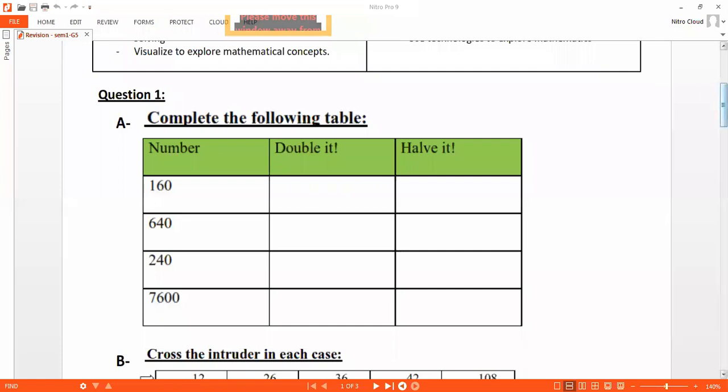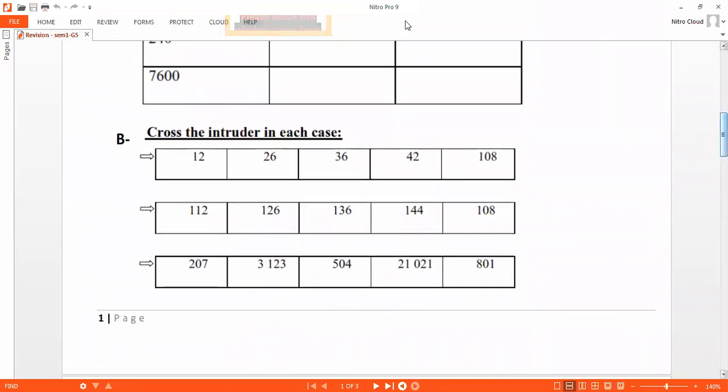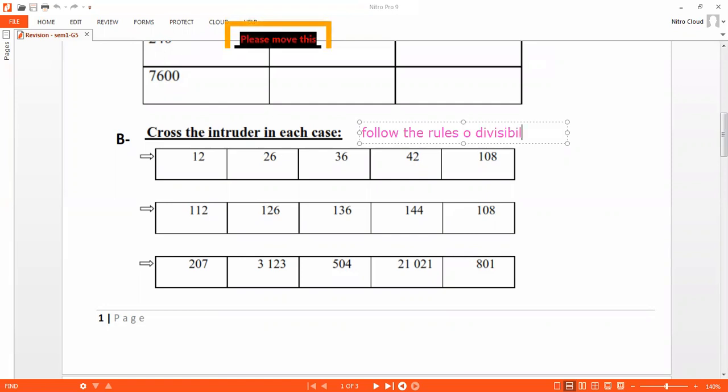Now let us go to the second exercise. In the second exercise, we need to cross out the intruder in each case. But I'm just going to give you a hint that you should here follow the rules of divisibility by 2, 3, 4, 5, 9, and 10. Okay, so you should apply one of these rules in order to know the intruder.